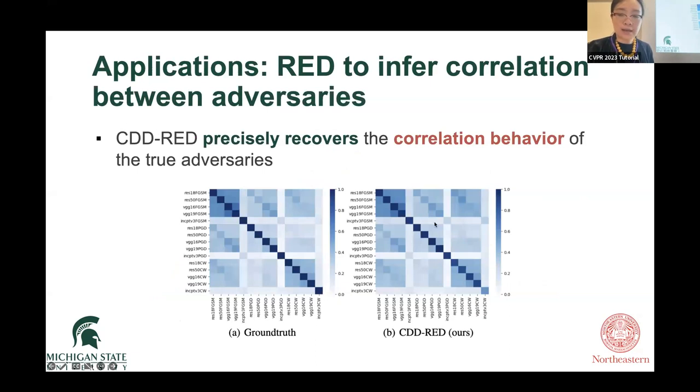Furthermore, we consider extension of our framework to different problems. So we're using our framework to infer the correlation between adversaries. In this correlation matrix, figure A is from the ground truth, and figure B shows the correlation from our RED estimation and the ground truth. So we can say our estimation of the correlation coincides with the ground truth very well.